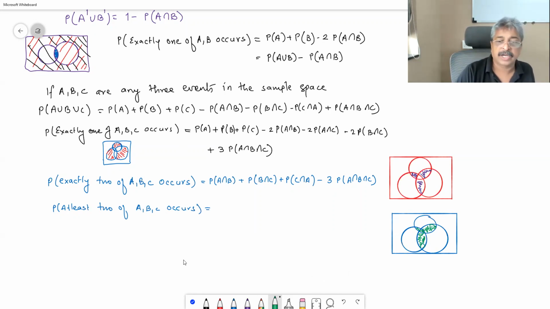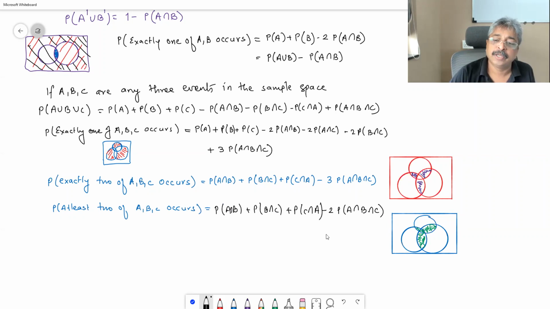So the only difference between earlier and this is, instead of 3, it should be minus 2 P(A intersection B intersection C). P(A intersection B) plus P(B intersection C) plus P(C intersection A) minus 2 of this. This gives you the at least 1. And then if there are 4, if there are 5, you can extrapolate and write down your answer.